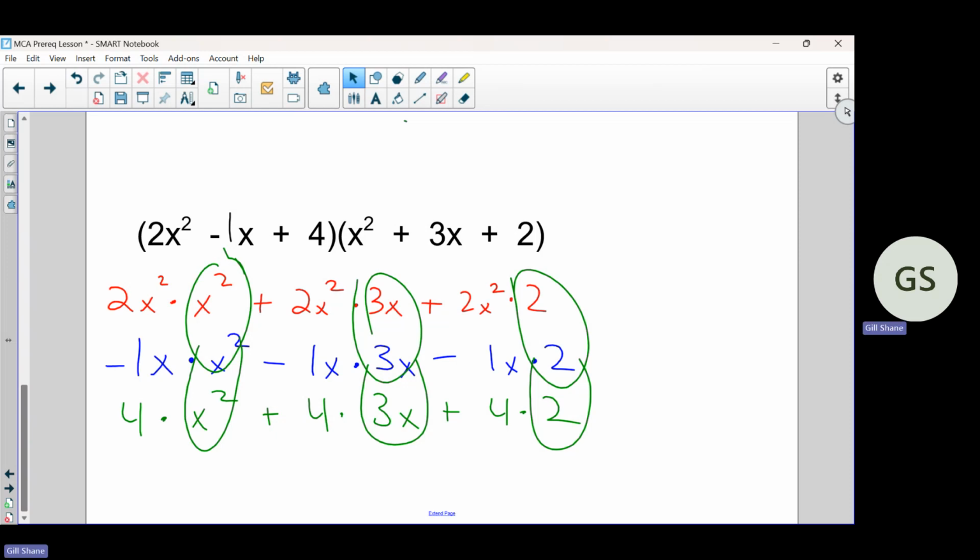2 is just going to stay 2 because this is the same thing as 2 times x squared times x squared. There's nothing to multiply the 2 times. There's no other constant. Now, if there was another coefficient, I could multiply those together, but there's not. So that's just 2x to the 4th. And then that's going to be plus.